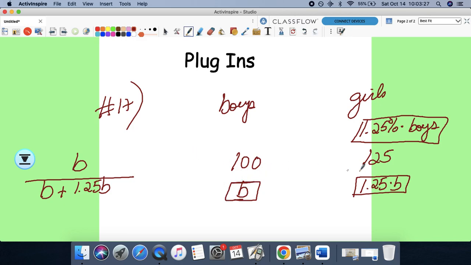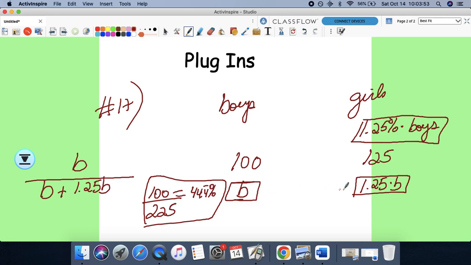Let's stick to the example that I have. There was 100 boys, there's going to be 125 girls. So if you think about it, the total population of the school is 225. So if you want to know what percentage of the school is boys, it would be 100 divided by 225, and 44% of the school is boys.